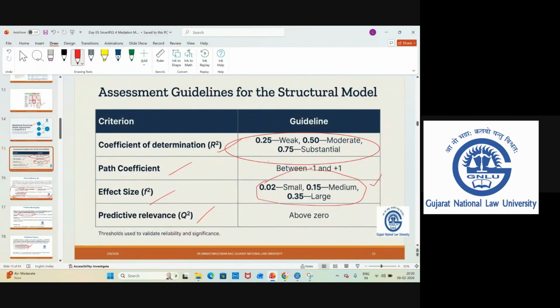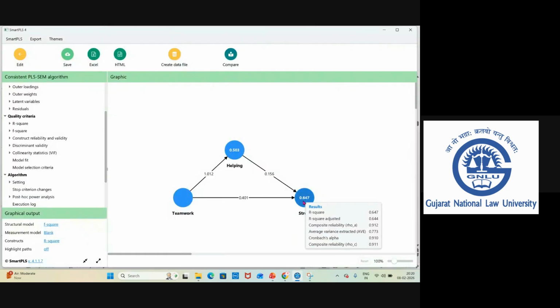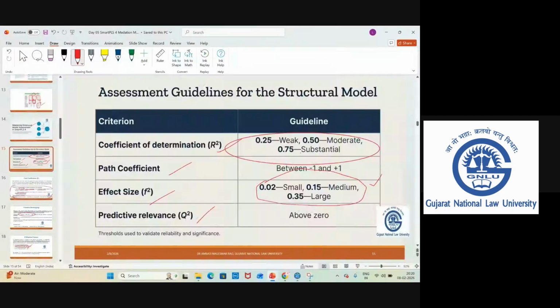Okay. Now, when it comes to the R square value, our test result is 0.64. It means it is substantial. As you can see, that is more than moderate. It is between moderate and substantial. It is good variance. We are able to explain it. Our explanatory power is good. Now, when it comes to path coefficient, there is a scope of -1 to +1, and we got it minus. And for effect size, if it is 0.02, small; if it is 0.15, medium; if it is 0.35, large.